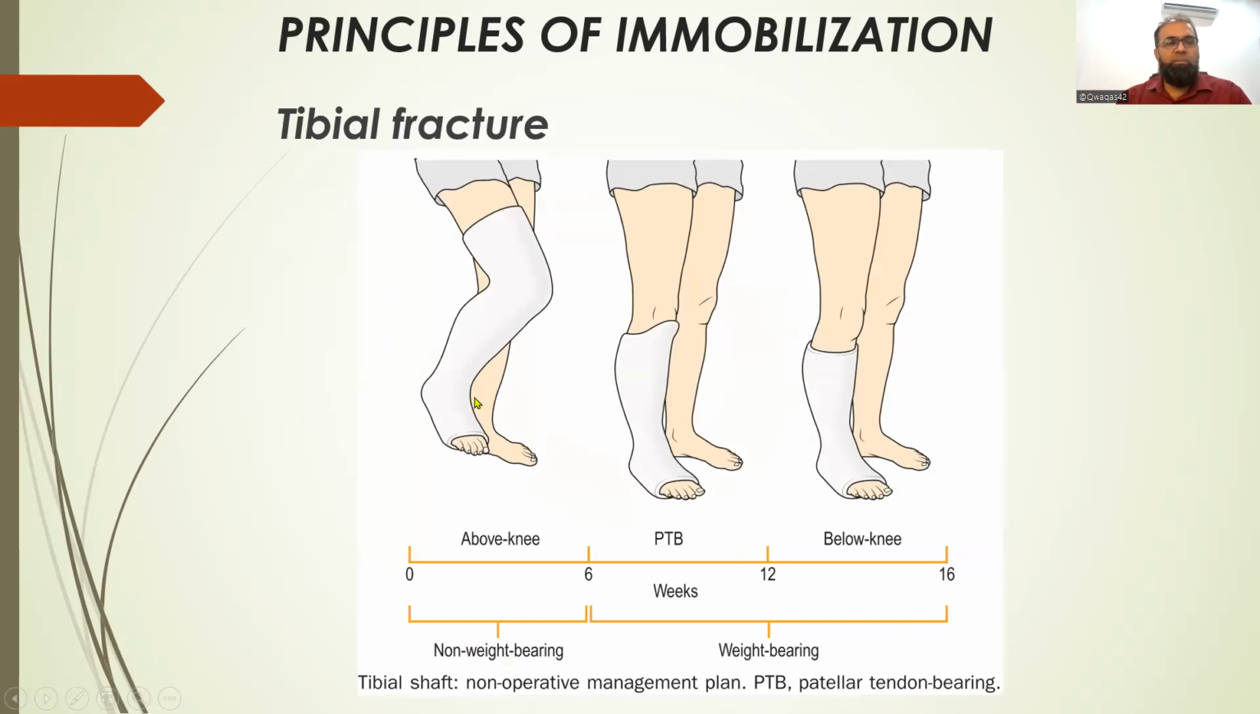So this is the cast in case of a tibial fracture. You give an above knee cast for 6 weeks, then convert into a PTB. That can be changed to a below knee cast after 12 weeks. Initially, you don't recommend weight bearing. The patient should be non-weight bearing. When the fracture is sticky, there is some union, then the patient applies the weight.